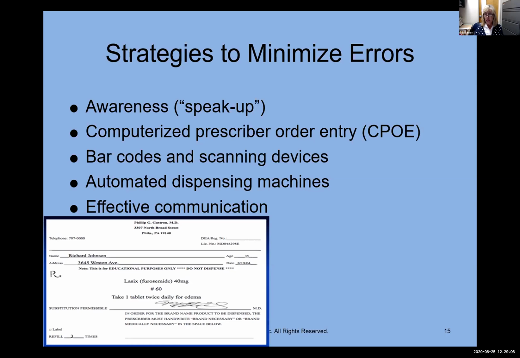But if you see someone not following hospital protocol, then you need to speak up to those that are in charge. If you have orders that you can't read from a physician, you're not sure what they're saying, then you need to contact that provider and find out exactly what that meant.